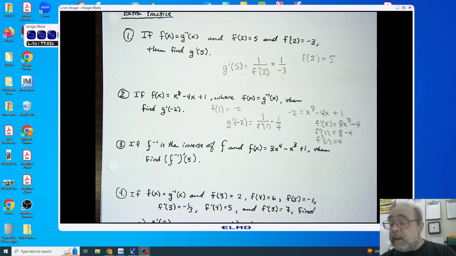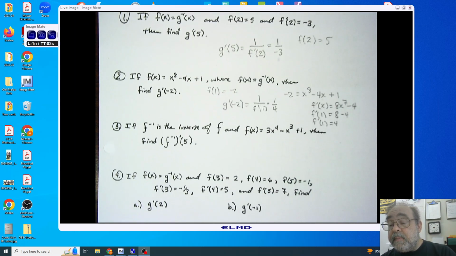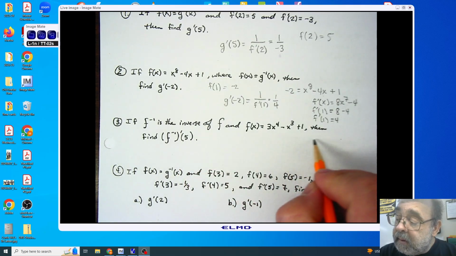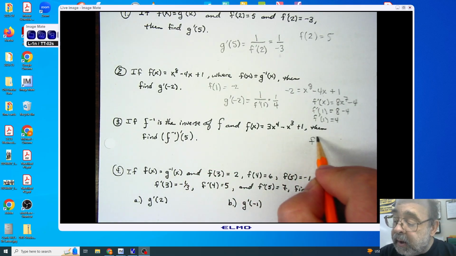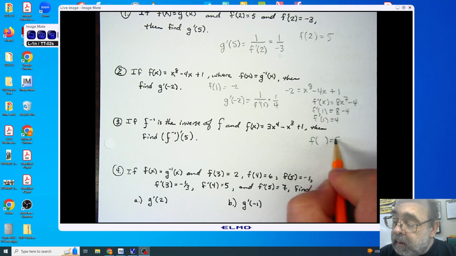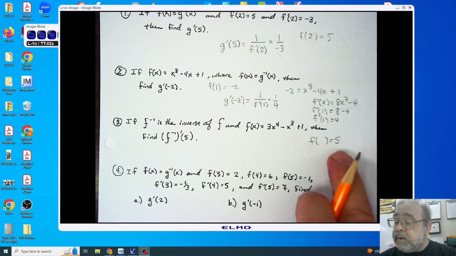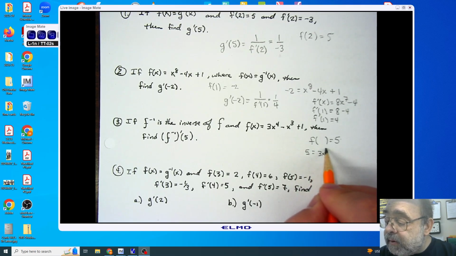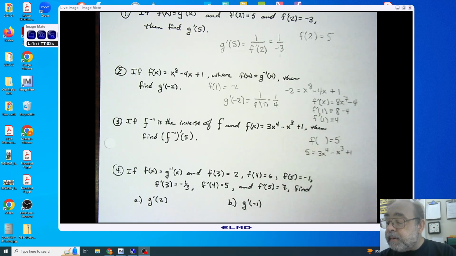Okay? Let's take a look at number 3. F inverse prime of 5. So 5 is that y value, and we're looking for the f that will yield 5. So I'm going to immediately look at 5 equaling my 3x to the 4th minus x cubed plus 1.